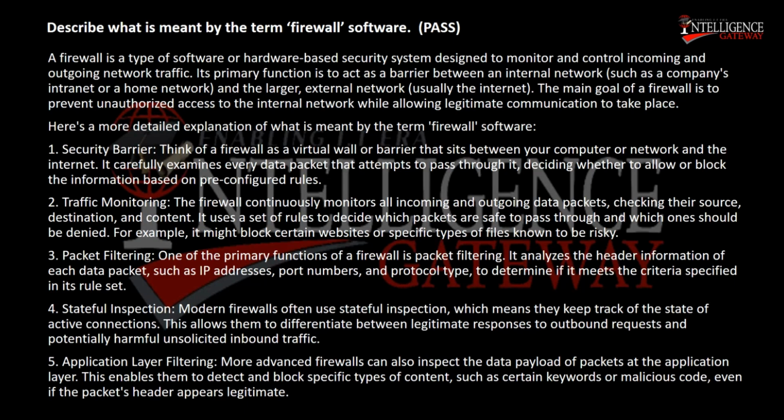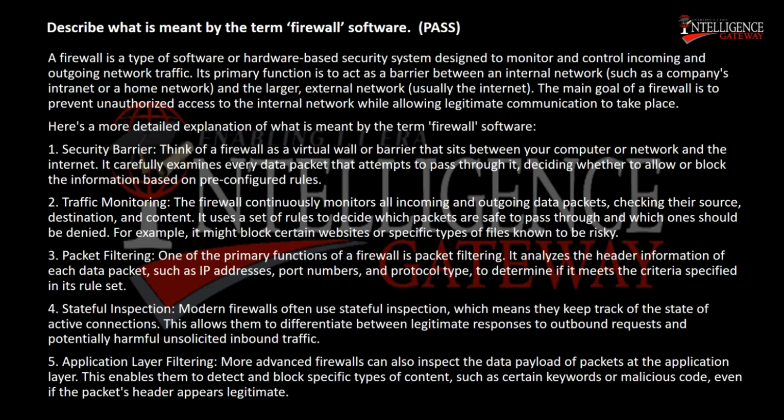Packet filtering. One of the primary functions of a firewall is packet filtering. It analyzes the header information of each data packet, such as IP addresses, port numbers, and protocol type, to determine if it meets the criteria specified in its rule set. Stateful inspection. Modern firewalls often use stateful inspection, which means they keep track of the state of active connections. This allows them to differentiate between legitimate responses to outbound requests and potentially harmful unsolicited inbound traffic.